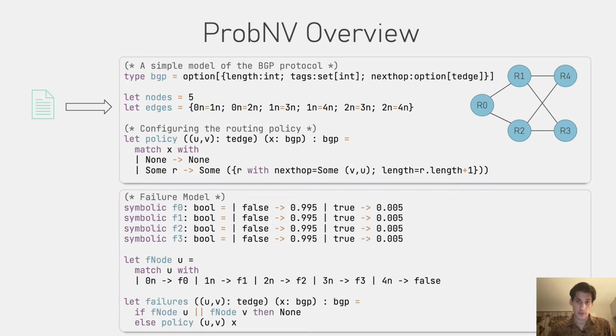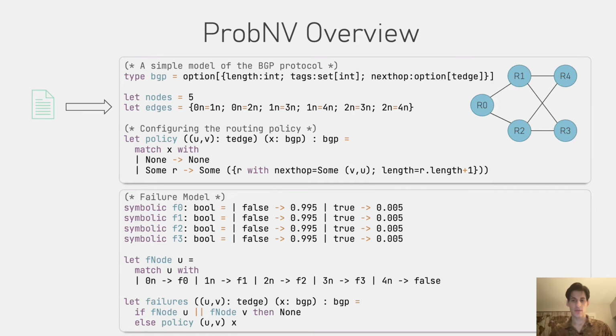Next, we will define a failure model for the network. In this case, we declare 4 symbolic Boolean values, which we will use to denote whether a node has failed, which we assume happens with probability 0.005. The function fnode associates its node with one of the symbolics we declared, except for node 4, which we assume cannot fail. The function failures captures what it means for a node to fail.